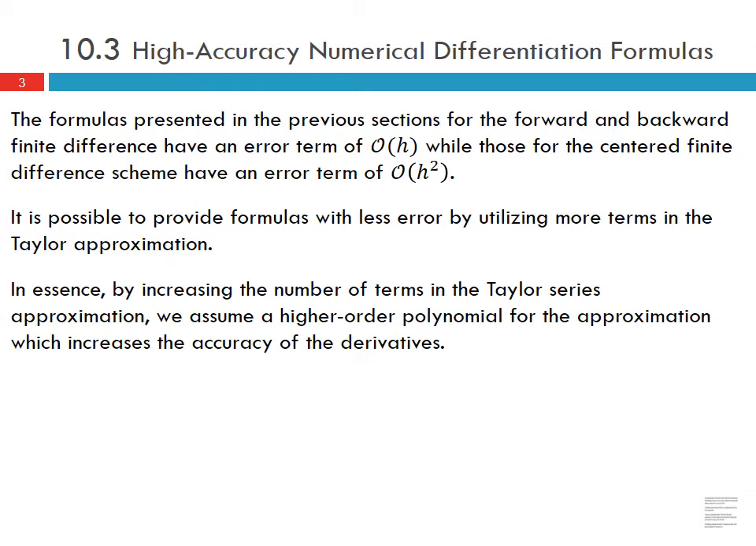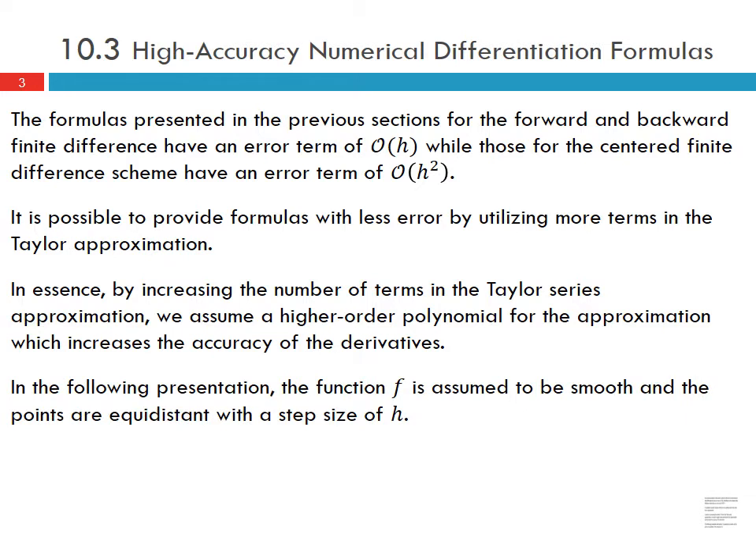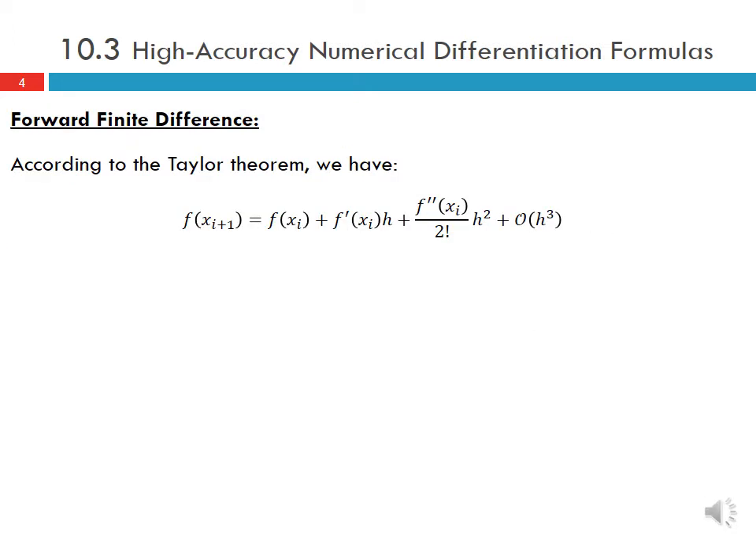In essence, by increasing the number of terms in the Taylor series approximation, we assume a higher order polynomial for the approximation, which increases the accuracy of the derivatives. In the following presentation, the function f is assumed to be smooth and the points are equidistant with a step size of h. First, let's start with the forward finite difference technique.